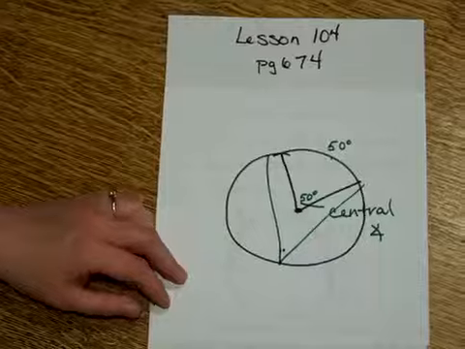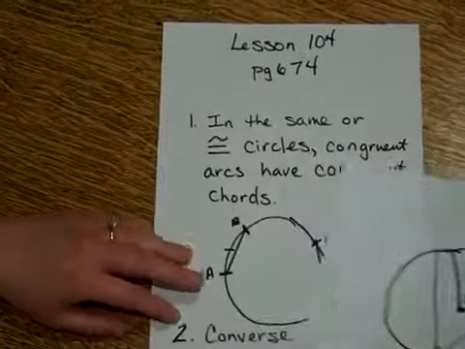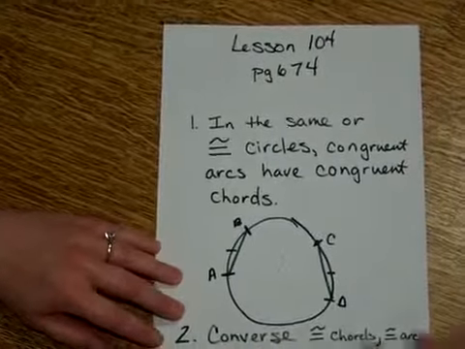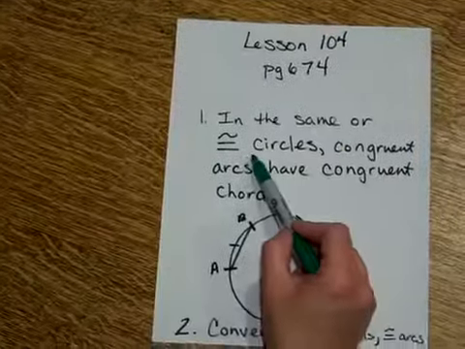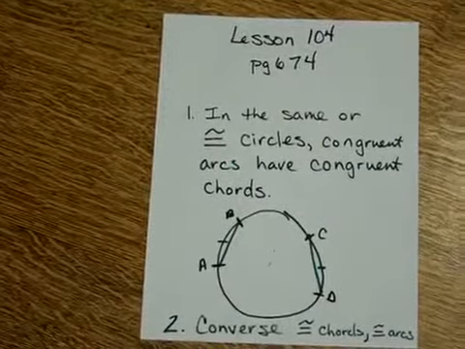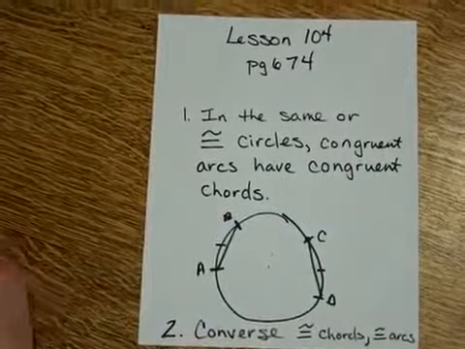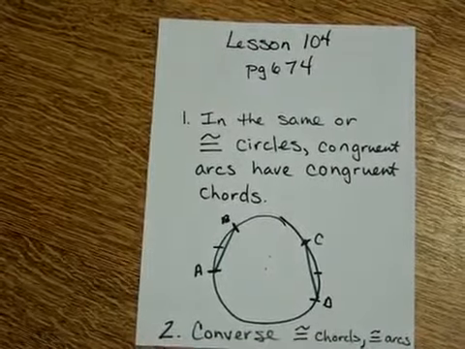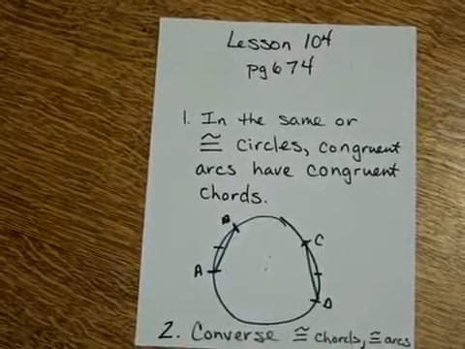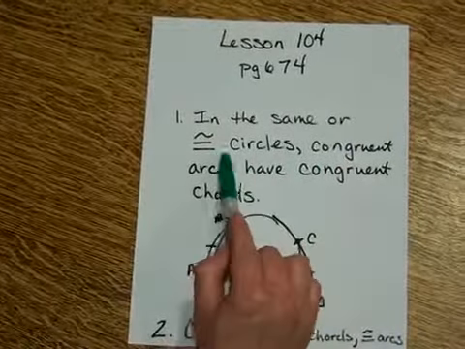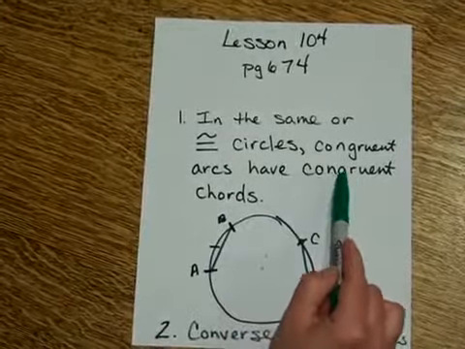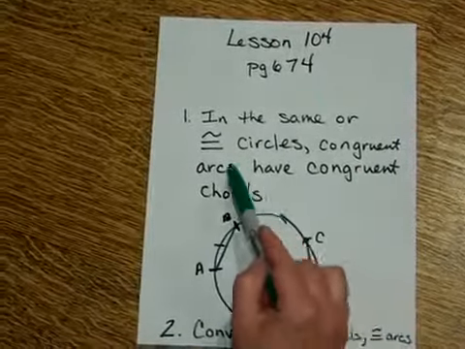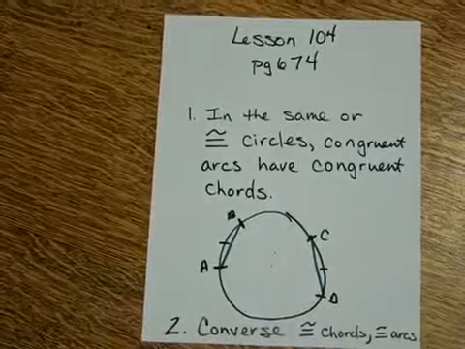But let's look at our theorem 104, which is on page 674. It says in the same or congruent circles. Most of the time they're typically giving it to us in the same circle, but it could be in two separate circles that were congruent. But in the same or congruent circles, congruent arcs have congruent chords.